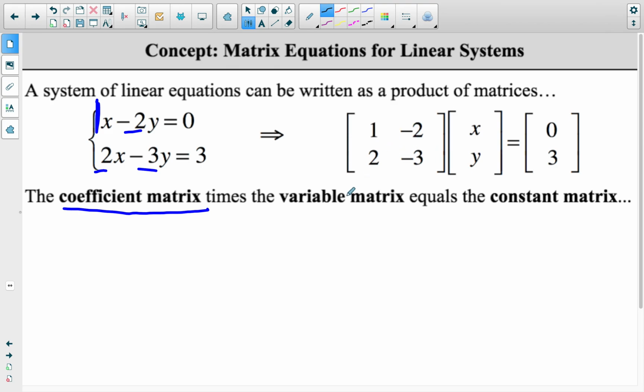But all this is really saying is, if you have your system, take your x coefficients and line them up in a column. Take your y coefficients and line them up in a column. Multiply them times x and y, and you would get the constant matrix.